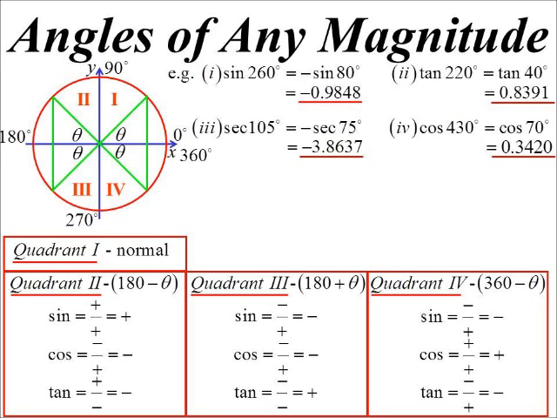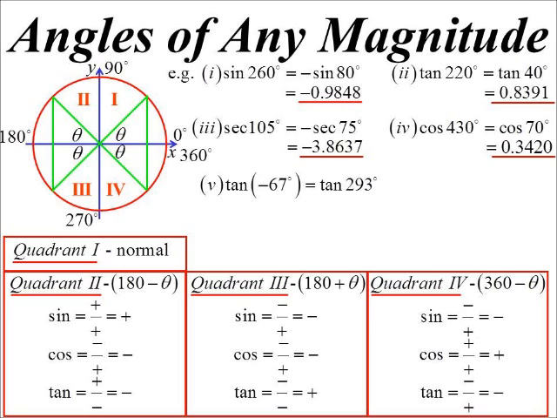430, oh no, that's bigger than 360. What am I going to do? You just take off 360. So if you've got a number bigger than 360, you just keep taking off 360 until you get an answer between 0 and 360. And so it ends up being the same as cosine of 70, which is just an acute angle, 0.3420.